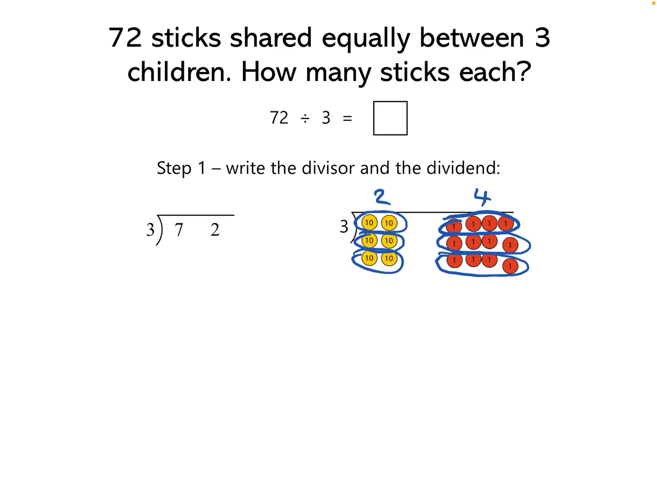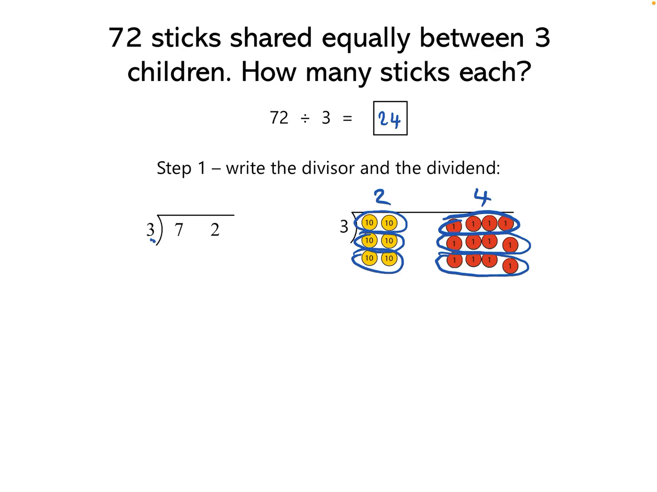There's our 3 groups, but this time I've got 4 in each. 72 divided by 3 is 24. 7 tens and 2 ones divided by 3 is 2 tens and 4 ones. Hopefully I've explained that quite well.